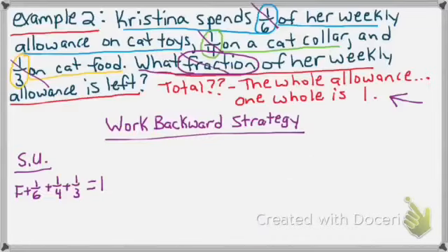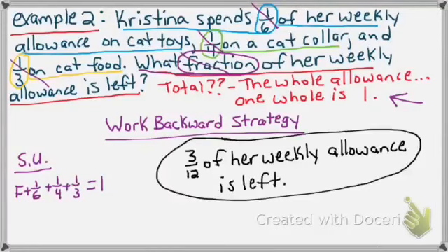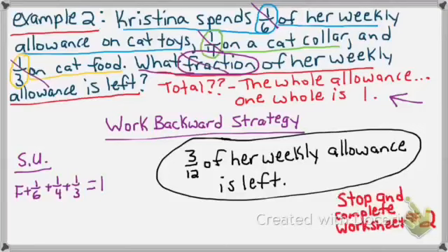Remember, however, this is a word problem, so we need to go back to my question and find the unit. The question said, what fraction of her weekly allowance is left? Well, I know my fraction is 3/12. It's for her weekly allowance, so 3/12 of her weekly allowance is left. And that's my final answer. Please stop the video and complete worksheet number 2 right now.